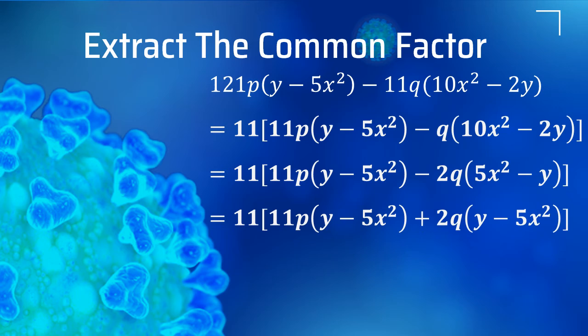Okay. 11, the first one, okay? And then y minus 5x squared, you move it outside and left 11p plus 2q, like this. 11 you put first, y minus 5x squared you put outside, and then left 11p plus 2q. Done!